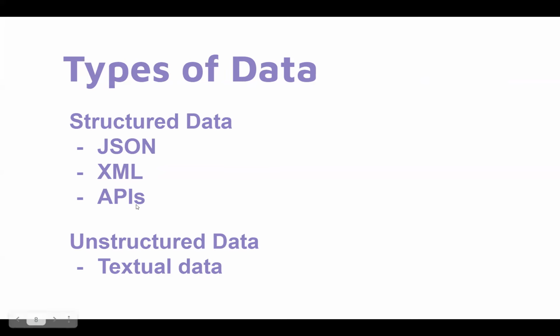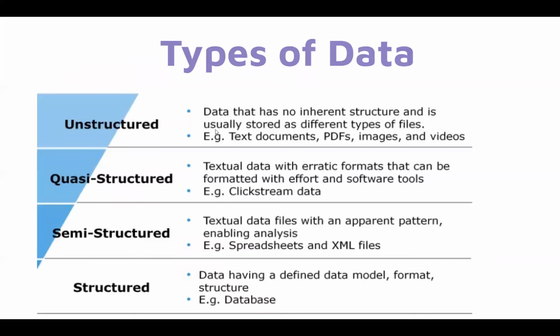APIs nowadays are most of the time applied as JSON, so APIs are also JSON files, so they are structured. Unstructured data is most of the time textual data. I made this, but I also took a diagram from the internet, and I will talk about this. As you can see, they structured it here too: structured data has a defined data model and format structure, most of the time databases.